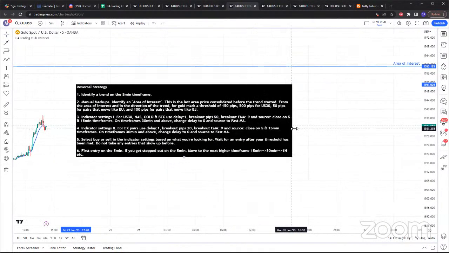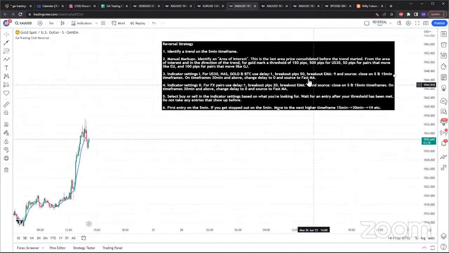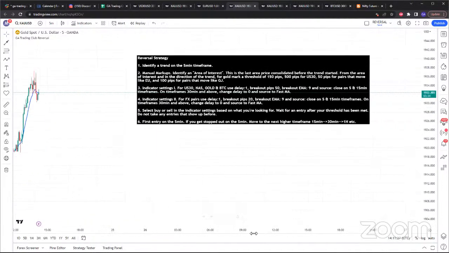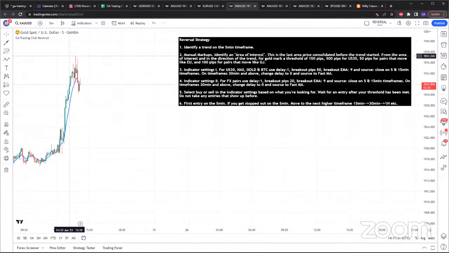See if I can make this a bit wider. I'll bring this here. And for those of you who still do not understand the reversal strategy, you should take a screenshot of this.